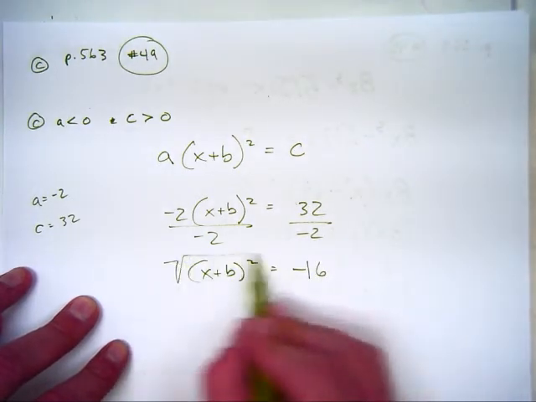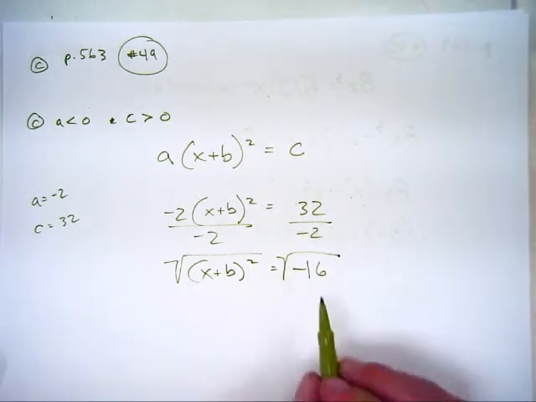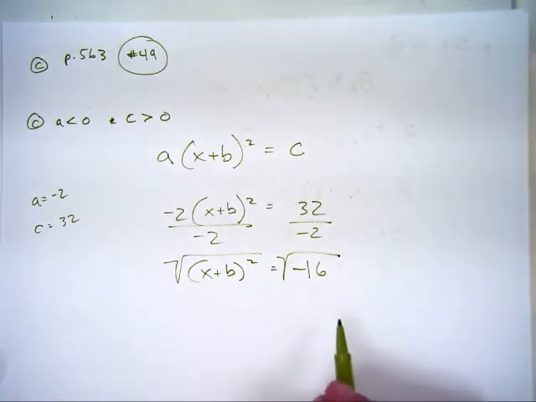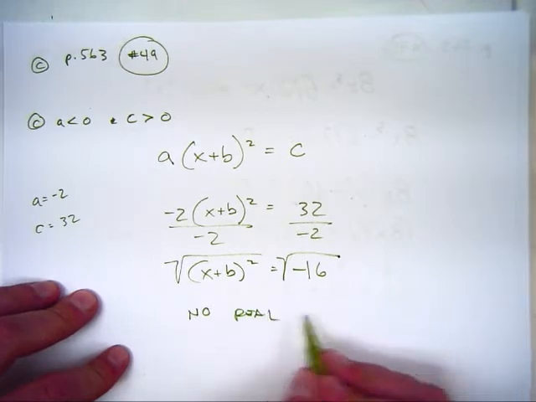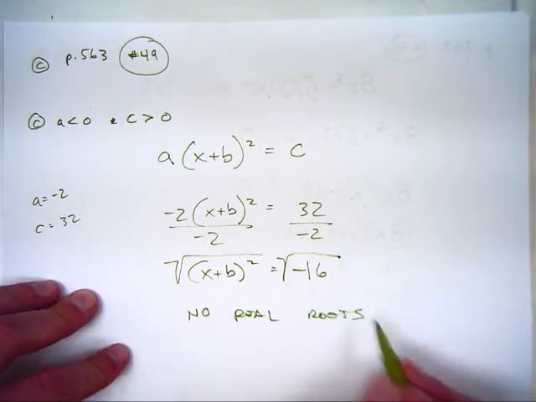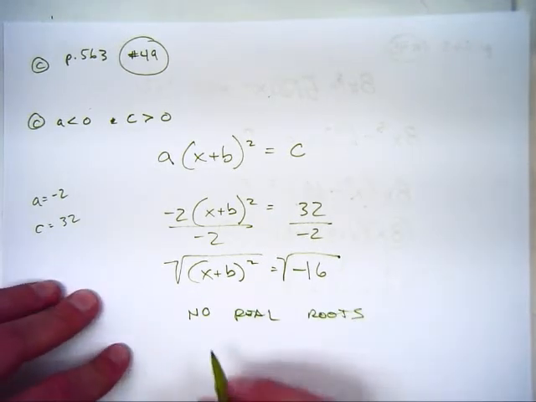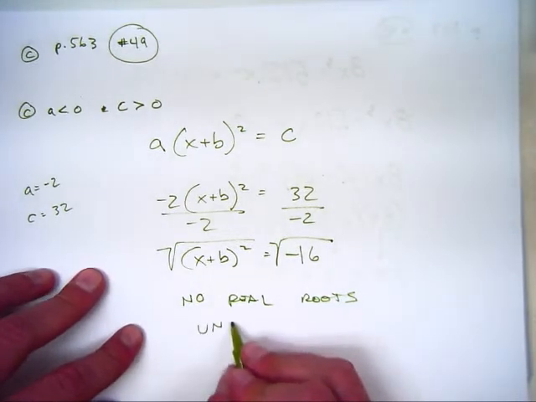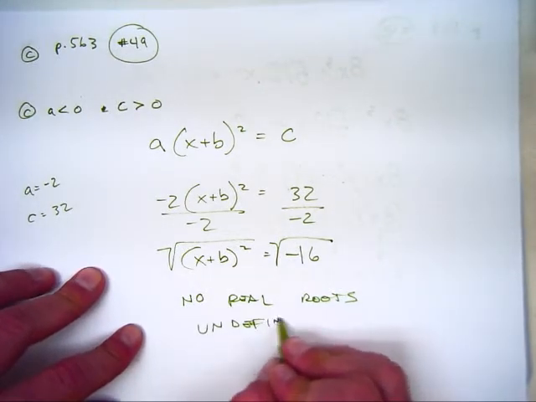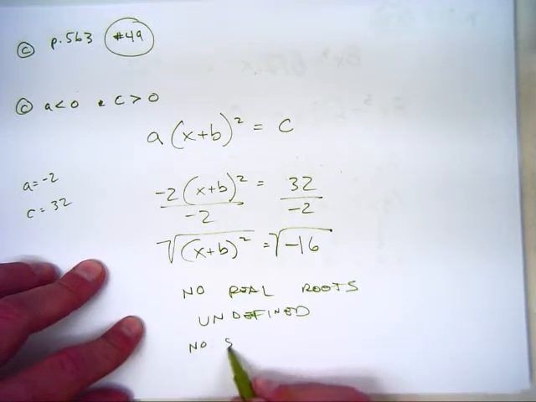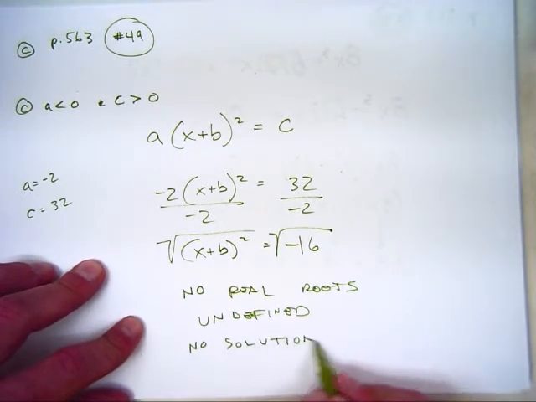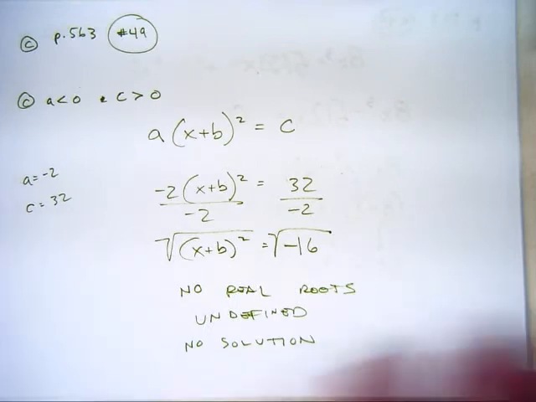So I square root both sides. I'm square rooting a negative number. Can't do that. No real roots. No solution, undefined, any of these things work. But when they ask how many solutions we have, we got 0.